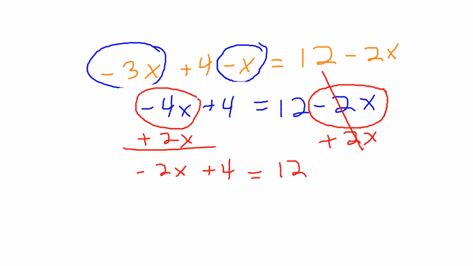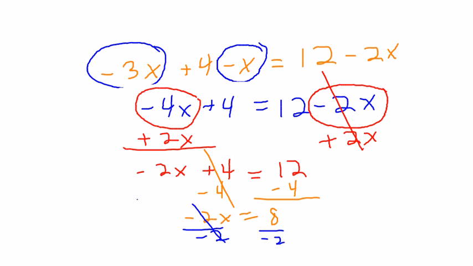My next step will be to subtract 4 from each side, right? Because I want to eliminate this positive 4. Plus 4 and minus 4 is 0. I'm left with negative 2x equals, what is 12 minus 4? That's 8. And then lastly, I will divide by negative 2 on each side to isolate x. Negative 2 divided by negative 2 simply leaves me with 1x. And on the right-hand side, 8 divided by negative 2 is negative 4. So my solution is x equals negative 4.